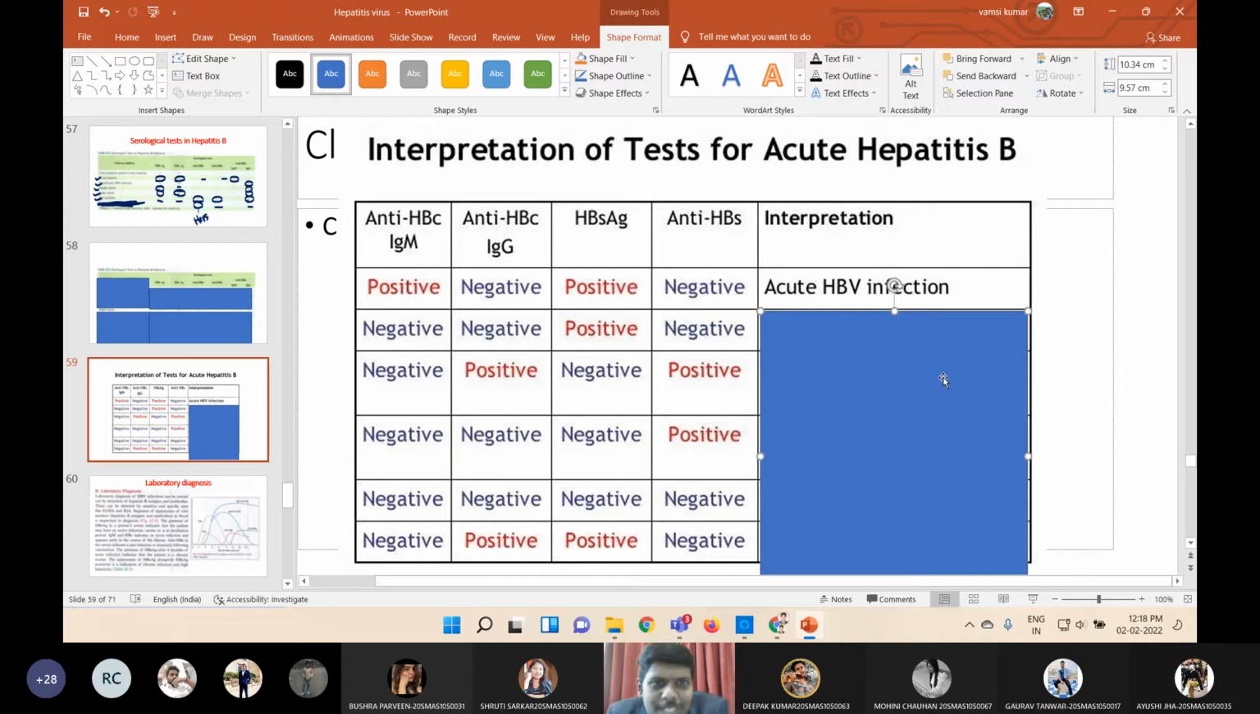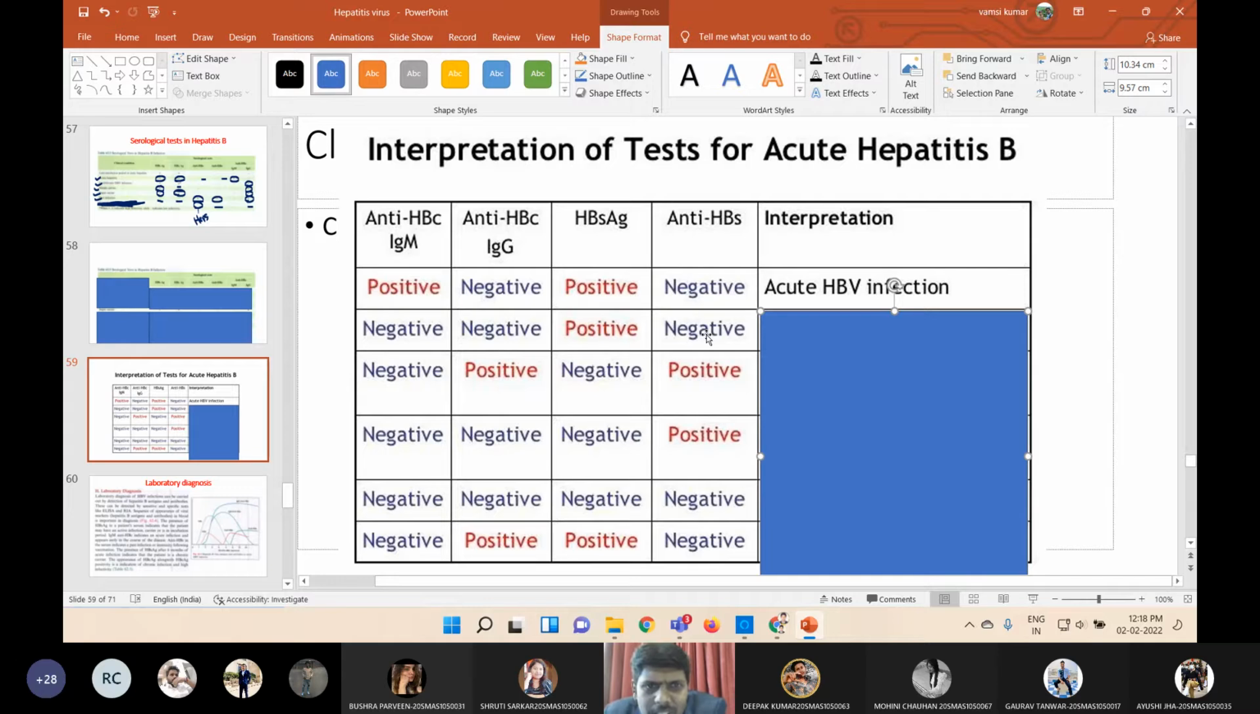Then come to the second line. So in the second line, what is this? Core M is negative. Core G is negative. Surface antigen positive. Surface antibody negative. Okay, what type of infection is this? I think early infection. Highly infectious. Super carrier maybe.